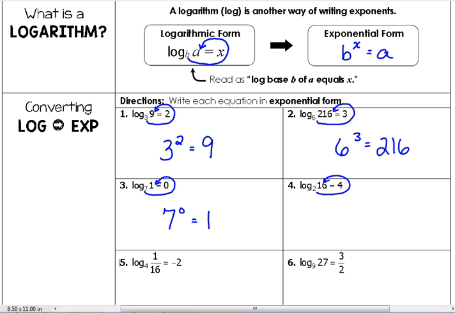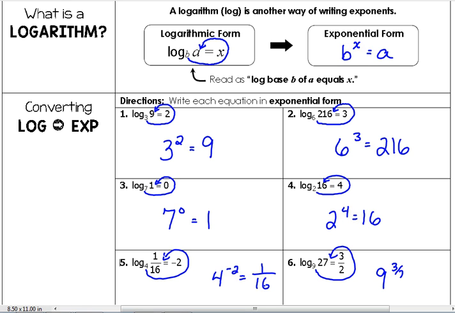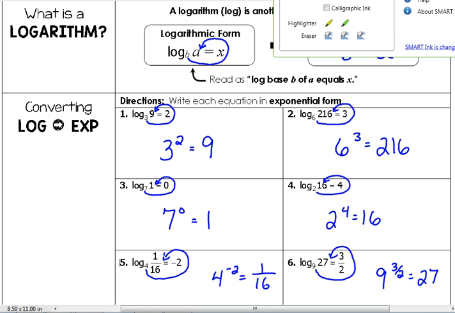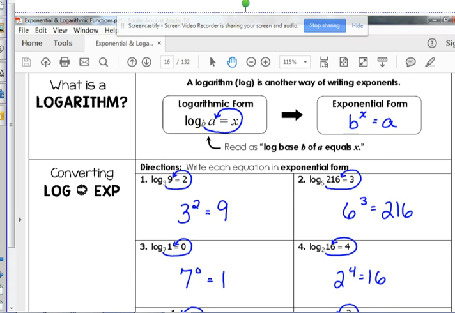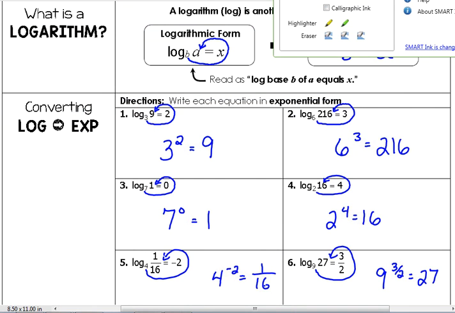Okay, number 4, that would be 2 to the 4th is equal to 16. We know that already just based on our powers. Number 5, 4 to the negative 2nd is 1 over 16. Negative exponents move it to the denominator. 4 squared is 16. And number 6, 9 to the 3 halves is equal to 27. Now, we don't really know that one by working it out in our heads, but you can type that into the calculator to confirm that. Okay, so pretty simple, right?